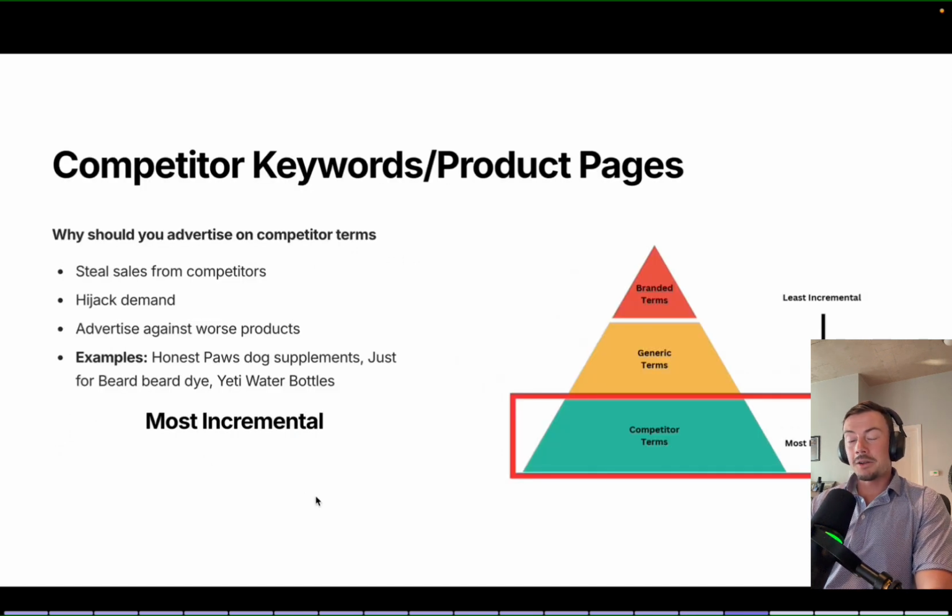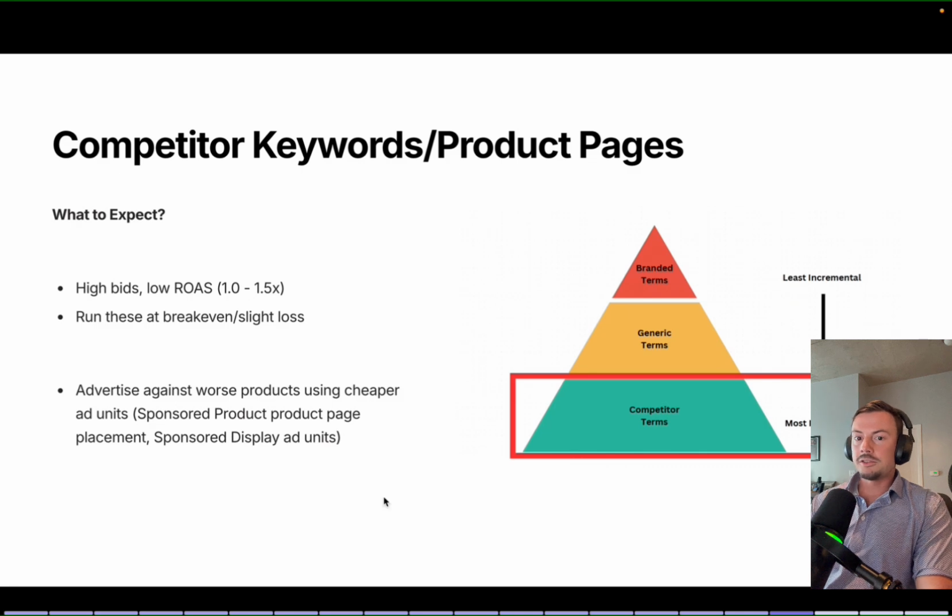Now, this is one of my favorite strategies, and here's why. One, you're stealing sales from a competitor. So this competitor would normally have that sale. You're getting right in front of their face and stealing them for your brand. And typically, you want to advertise against worse products in your category. So, for example, if you have a 5-star review score and your competitors all have 4 stars, that's a great opportunity to steal their sales. And this is definitely the most incremental because you're directly stealing sales from a competitor.